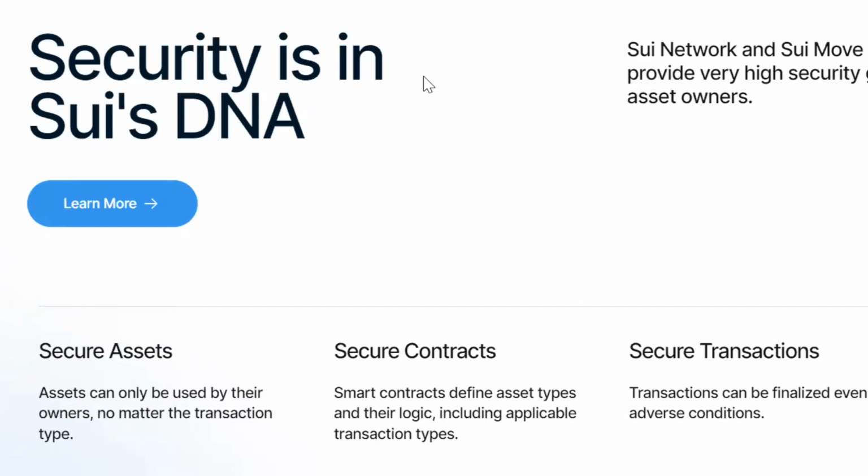Security, as you can see, like I said, is an important factor, and they're saying it's in their DNA. So secure assets, secure contracts, secure transactions, and a secure network. So security is a big deal to SWE, which is good.